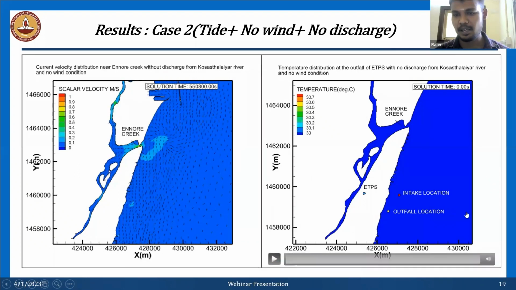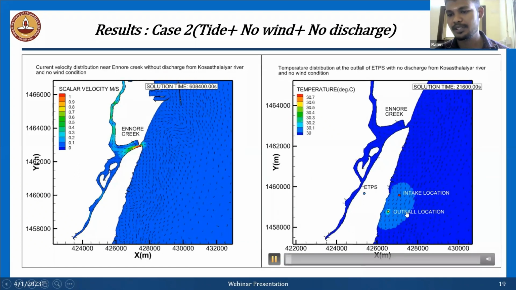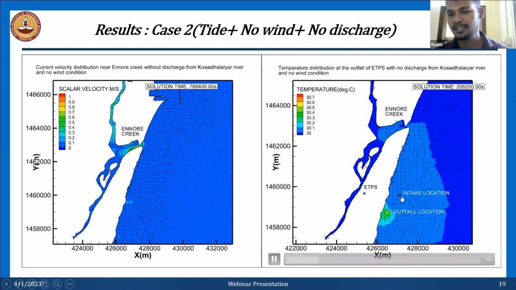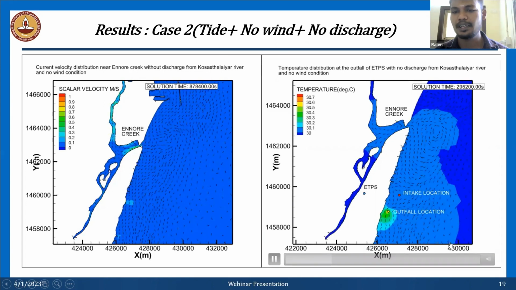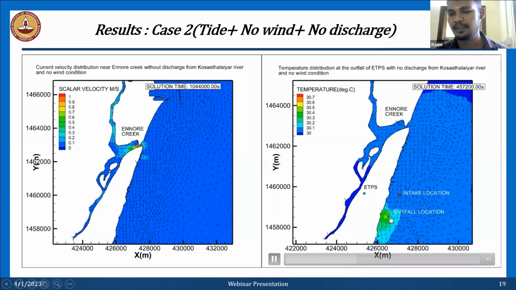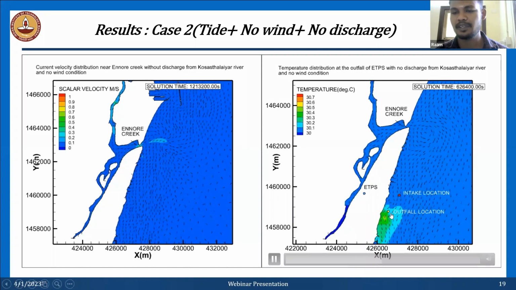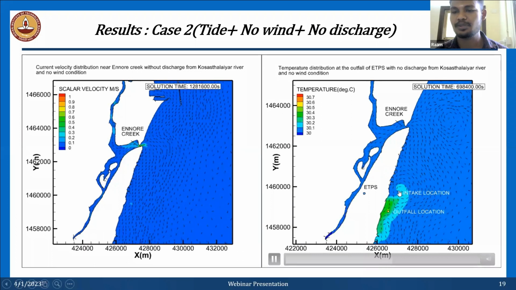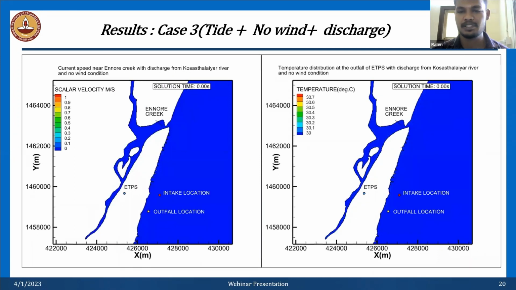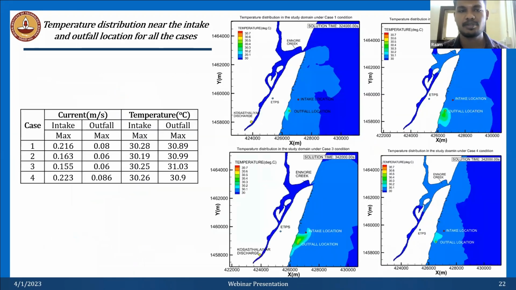Because of this case, how is the temperature plume dispersing? If we consider only the tide, the distance between the intake and outfall location is under-predicted, because it is actually going into the intake location, but that is not an actual case. And these are various simulations. I will show the final results.